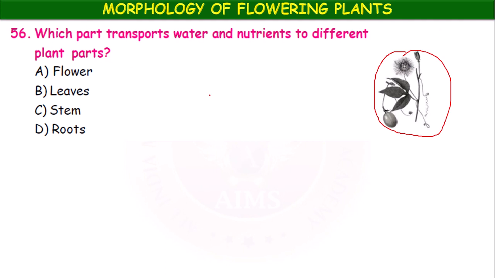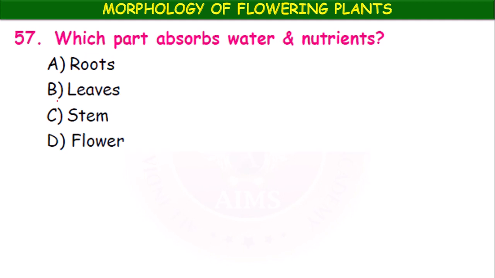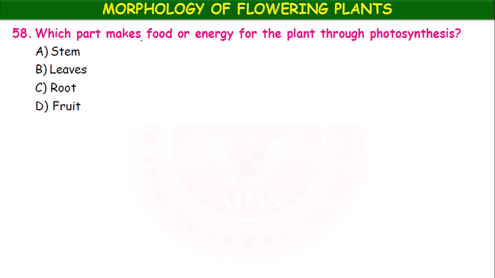Which part transports water and nutrients to different plant parts? It is the stem. Which part absorbs water and nutrients? Roots, leaves, stem, flower. The roots absorb the water and nutrients. Which part makes food or energy for the plant through photosynthesis? Stem, leaves, root, fruit. It is the leaves.